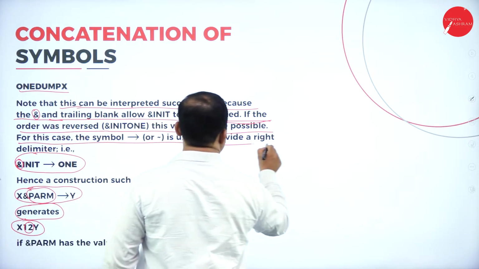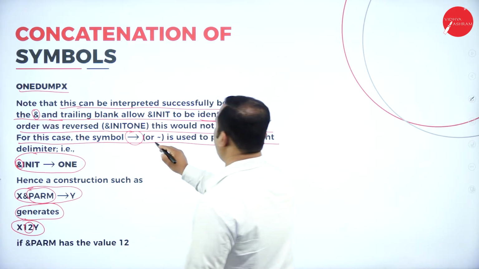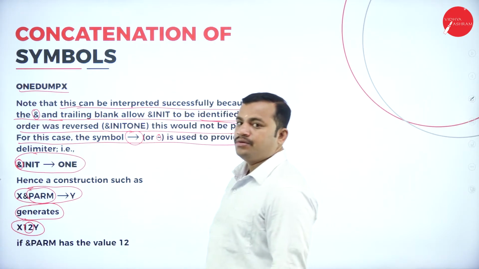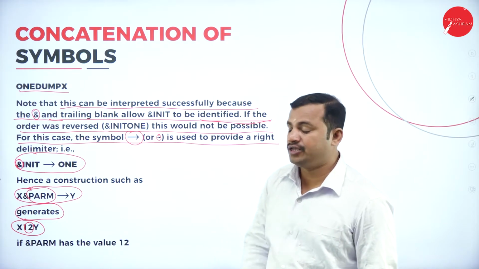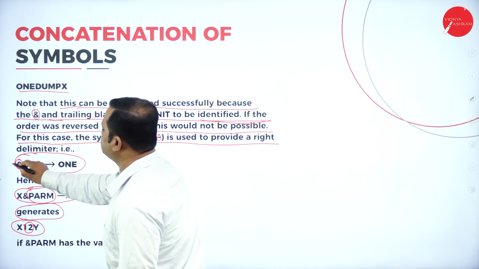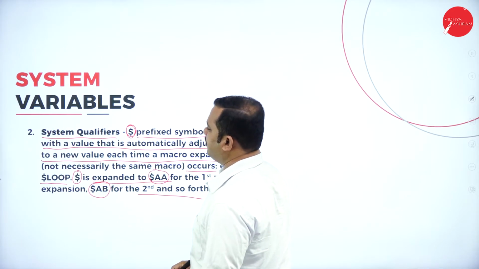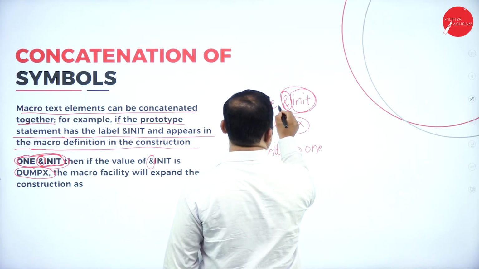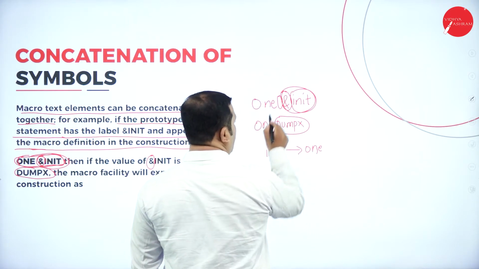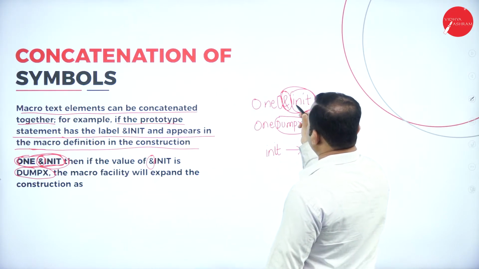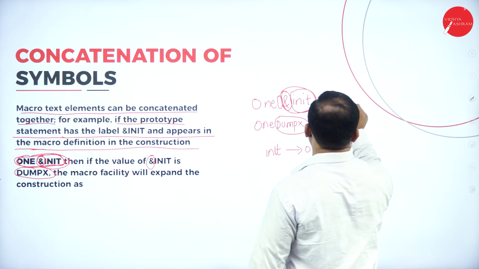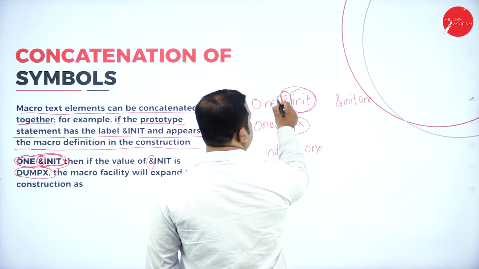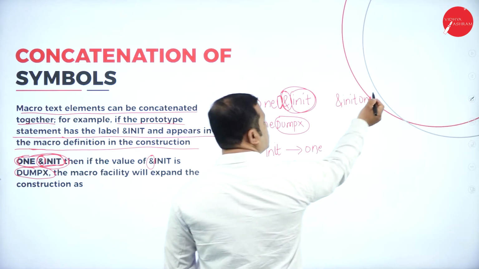For this case, this symbol is used to provide a right delimiter. What is the meaning of this? Let me clarify that. We have the &init here. We have the value here, 1 &init. We have a delimiter, a blank space here. What if the same thing is reversed, that is &init 1? In order to avoid this blank space, this does not work.